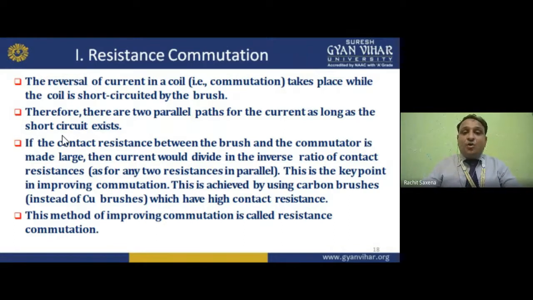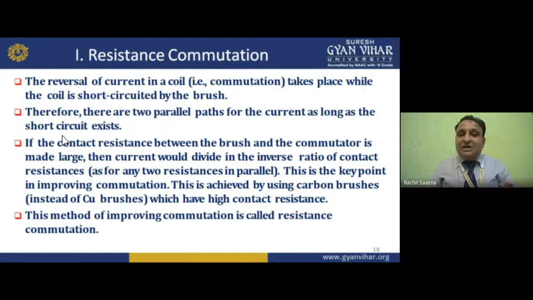So the reversal of current in a coil, that is commutation, takes place while the coil is short circuited by the brush. Therefore, there are two parallel paths for the current as long as the short circuit exists. If the contact resistance between the brush and commutator is made large, now I am making what? I make the large contact resistance between brush and commutator. Then current would divide in the inverse ratio of the contact resistance.